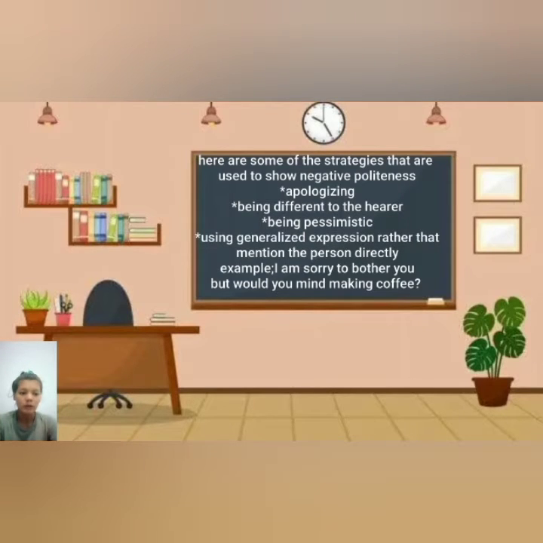Here are some of the strategies that are used to show negative politeness: apologizing, being deferent to the hearer, being pessimistic, and using generalized expressions rather than mentioning the person directly. Example: I'm sorry to bother you, but would you mind making coffee?